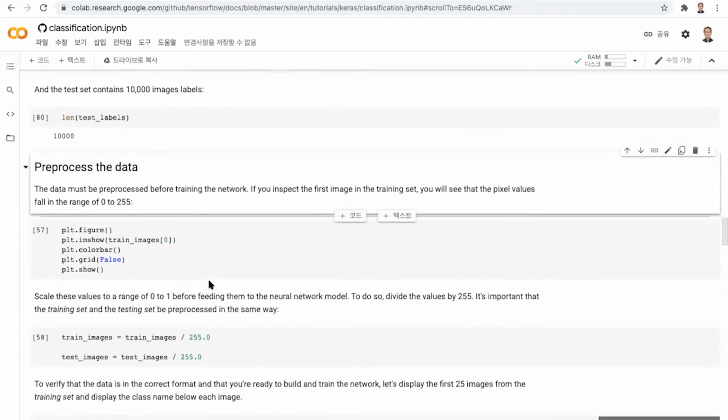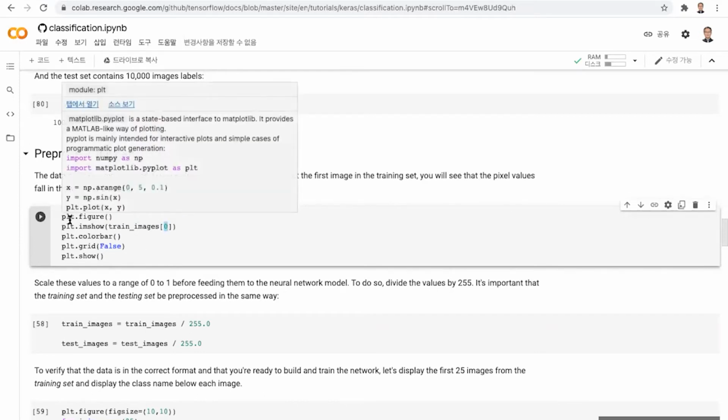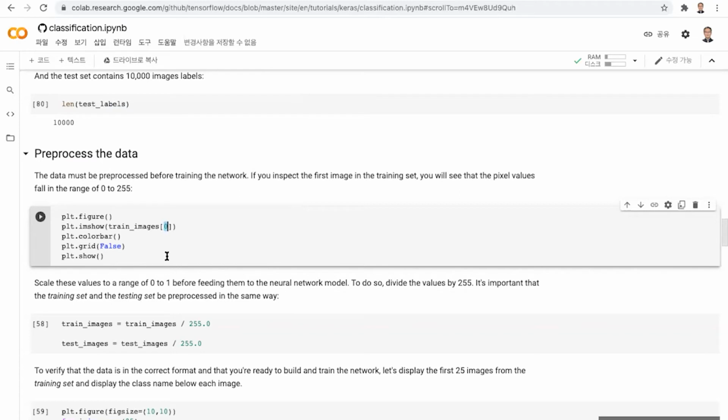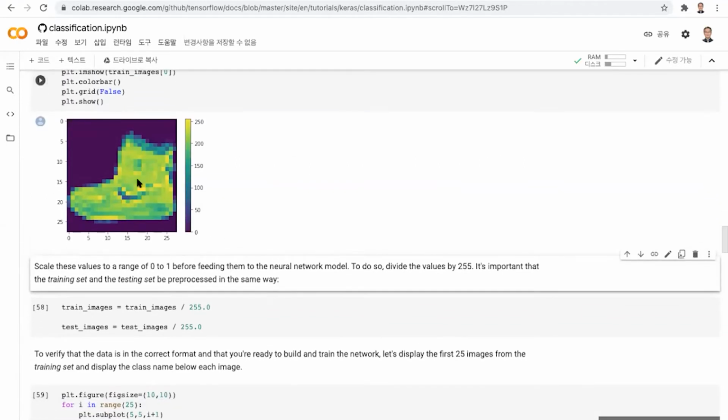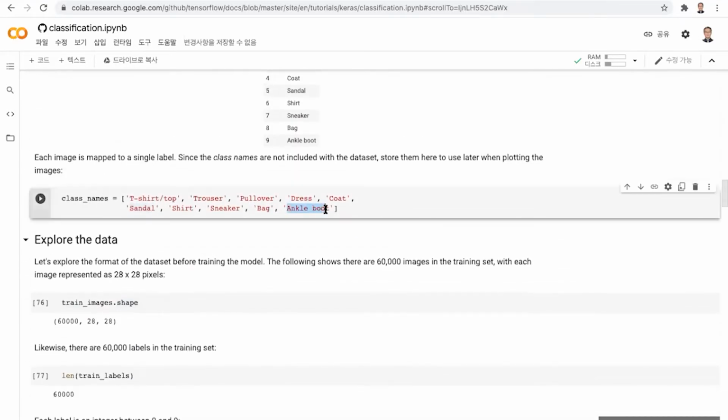So pre-process the data, and it's just what's inside our trained data set. Here is the trained image, and 0 means the first image. And then PLT, we know what PLT is. It's a plotting function. So when you plot, you will see the first image, and it looks like a boot. And actually, the first one is an ankle boot.